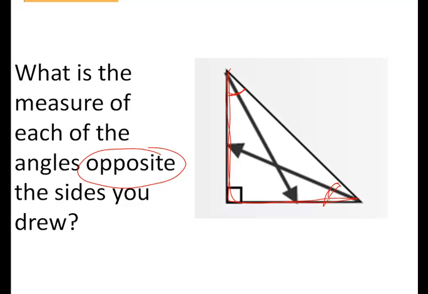All right, now you're back. Welcome back. All right, so we know this is 90. We know the whole thing is 180. So these are both going to be 45 and 45, aren't they? Since 90 plus 90 is 180.